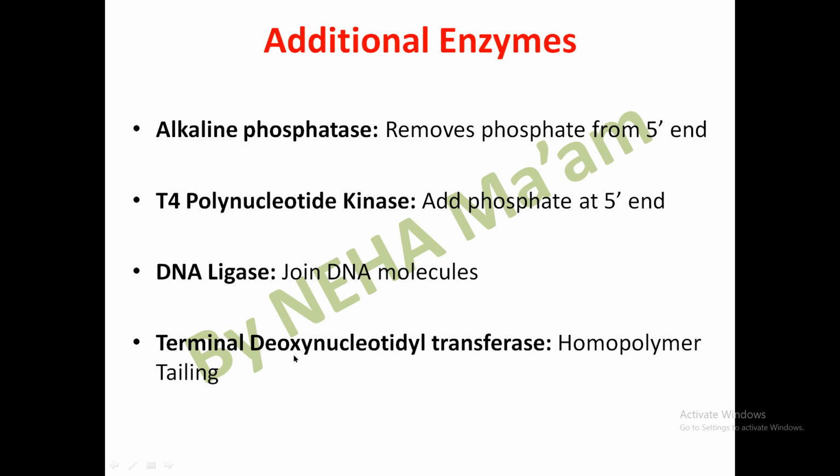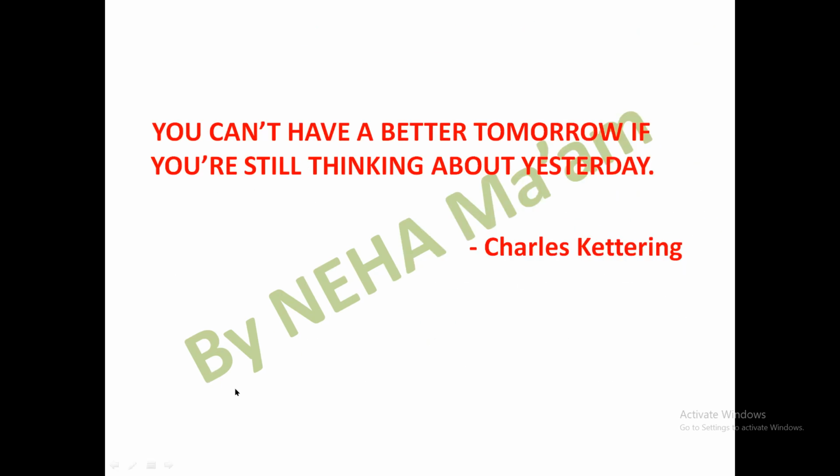Another enzyme is terminal deoxynucleotidyl transferase, which is known to help in the amplification of DNA sequence by homopolymerization. So it basically adds on a tail of certain homopolymer sequences, such as only adenine sequences or only guanine sequences towards the 5' end of the DNA sequence. So it is basically adding a tail to the DNA sequence. So these were certain enzymes which are very helpful in the DNA cloning process.